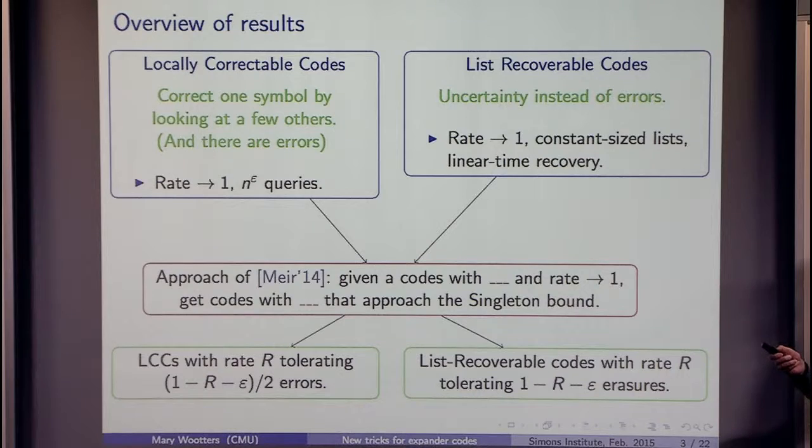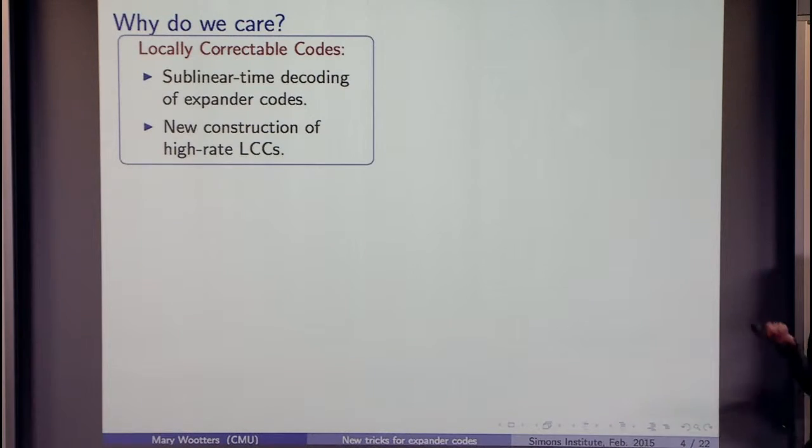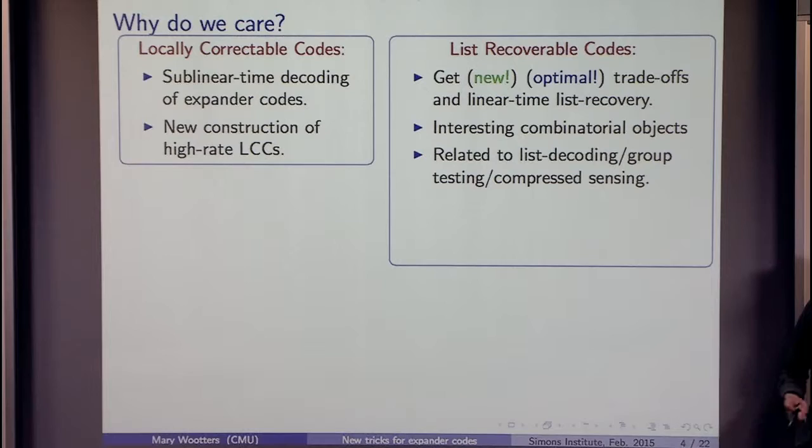Now I want to get back to your question, which is why should we care? Here are some selling points, with all the flashy colors, for why we might care about some of those previous results. With locally correctable codes, this gives sublinear time decoding of expander codes. It also gives a new construction of high-rate LCCs. We knew how to get these before; there have been a couple of known constructions, but this is a new and different construction. For the list-recoverable codes, we actually didn't know how to get these trade-offs before with linear time recovery, so this is something new.